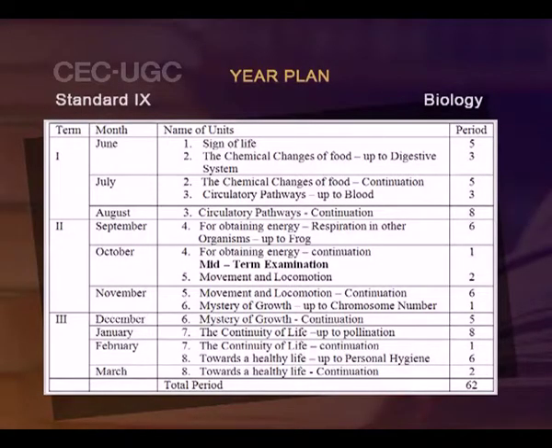Please note that this is just a format. The content, titles all differ in different states. The plan details how many and which units are to be taught in each term, month utilizing the stipulated number of periods. A more elaborate plan gives the broader objectives of each unit and also the percentages of marks to be given to each unit for evaluation purpose.